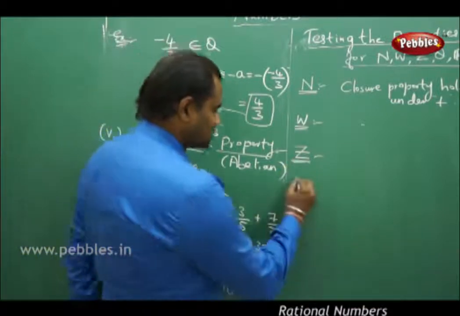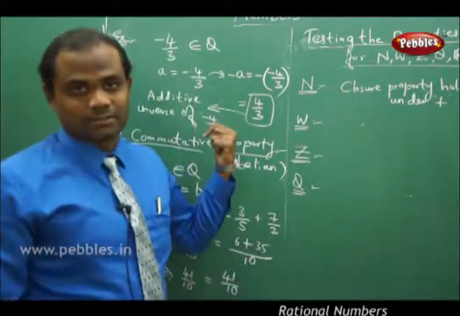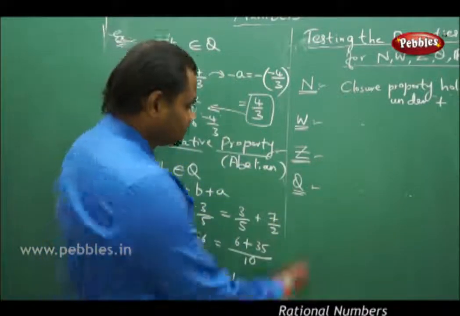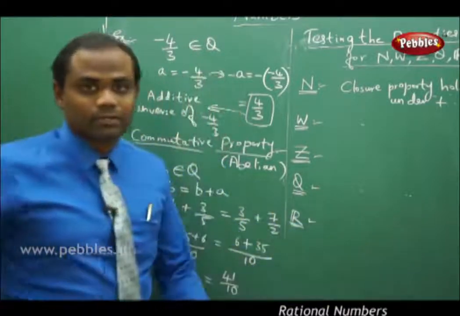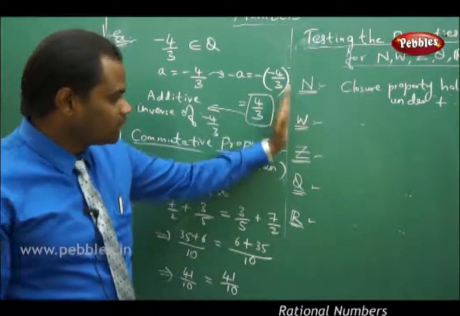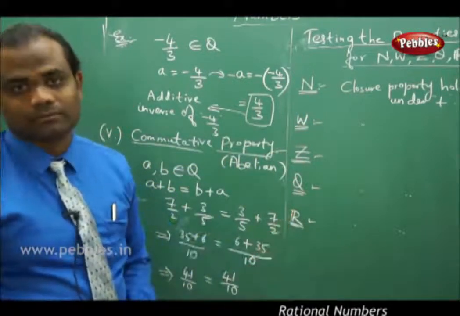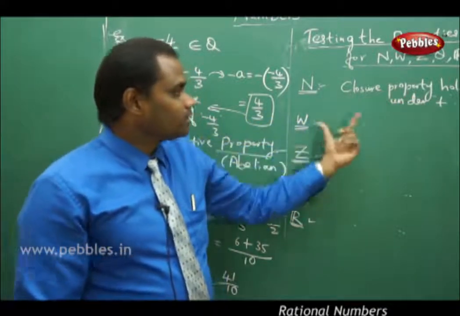The next is rational numbers, which you've already seen. This is already proved in the previous cases for Q. Then the real numbers. Yes, it holds. You take any two real numbers and add, you get back the real number. So closure property holds for each of N, W, Z, Q and R. So that is how we understand the closure property in each of the sets.